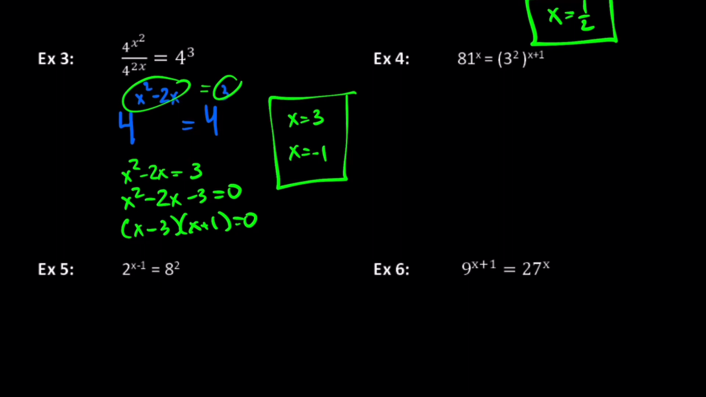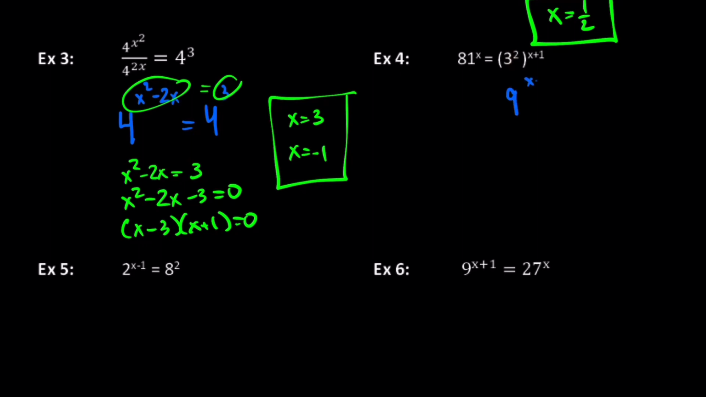All right, example 4. I have 81 to the x on one side, and 3 squared to the x plus 1 on the other. Again, here we've got choices. We could use 3 as a power family, but because I see this 3 squared, and that's 9, and 81 is in the 9 power family also, I'm going to rewrite that.